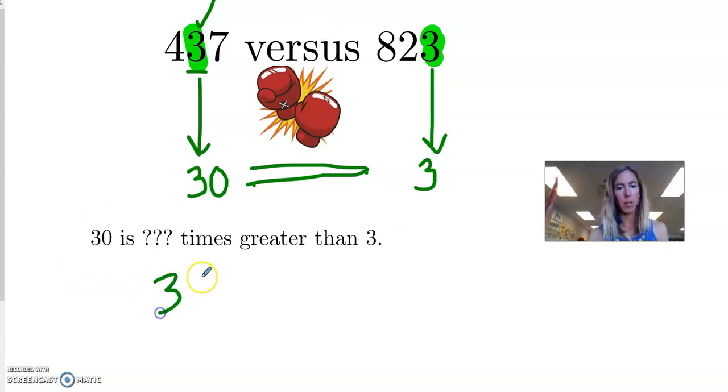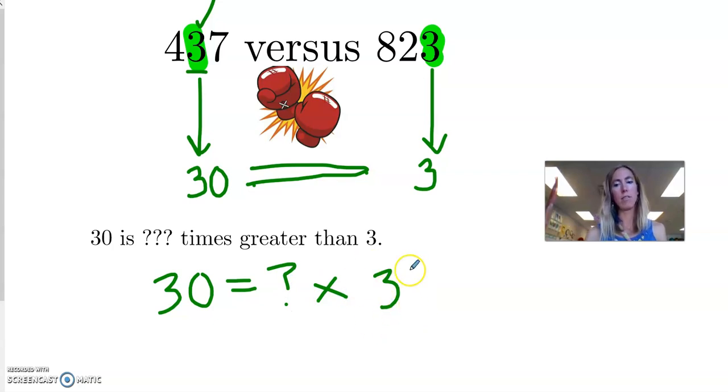So I'm going to compare 30 with 3. Now I know that they are not equal to each other, okay? But I'm going to use the equal sign and say, how many times do I need of the 3 to then hit 30? Well, what number times 3 gives me 30? Oh my gosh, that's a nice one. It's 10. That works out nice.